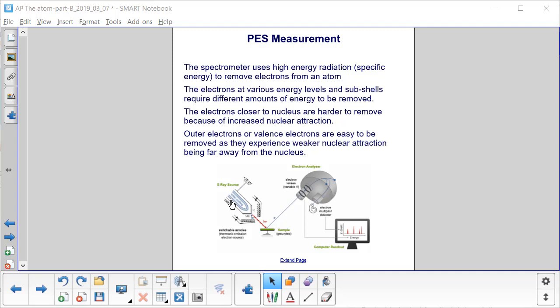Electrons in this sample are at various energy levels in subshells, and they require different amounts of energy to be removed. Electrons closer to the nucleus are harder to remove and would require larger energy. Outer electrons, or valence electrons, are easier to remove because they have weaker nuclear attraction, they're farther from the nucleus, and they would thus require less absorption of energy to be removed. So various electrons are removed, and then let's talk about what happens next on the next slide.